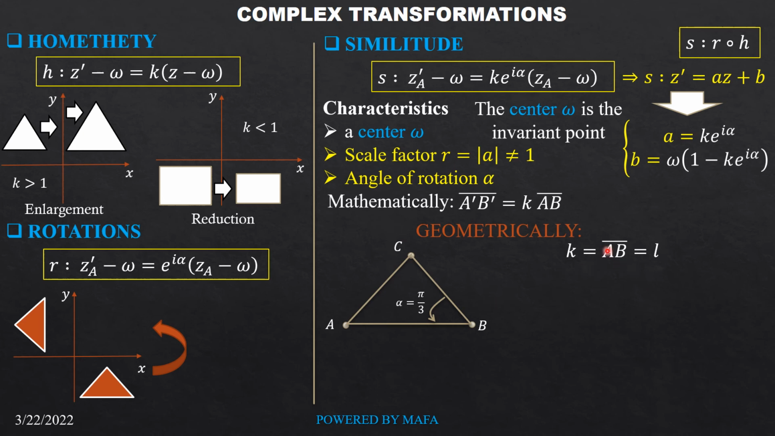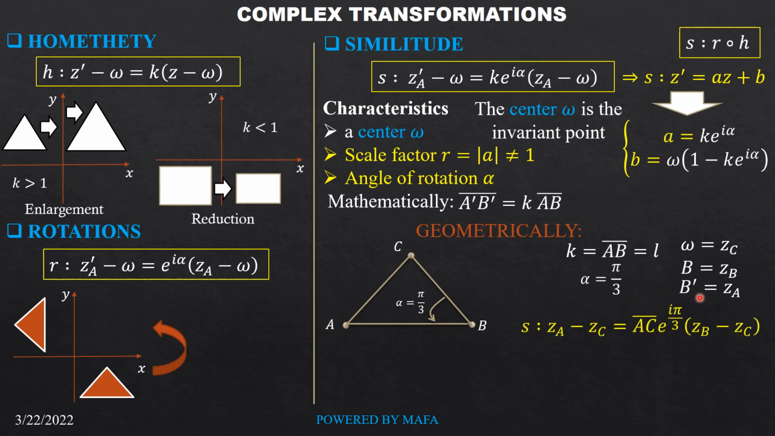So the scale factor is simply the length, this length, or this length, or this length. They are the same actually, because it is an equilateral triangle, so we can say it is L. Now alpha is my angle of rotation, which is pi on 3. Now omega is my center and its affix is ZC. Now B is the point that I am transforming with affix ZB, and then B prime is the image, which is definitely the point A, so the affix is ZA.